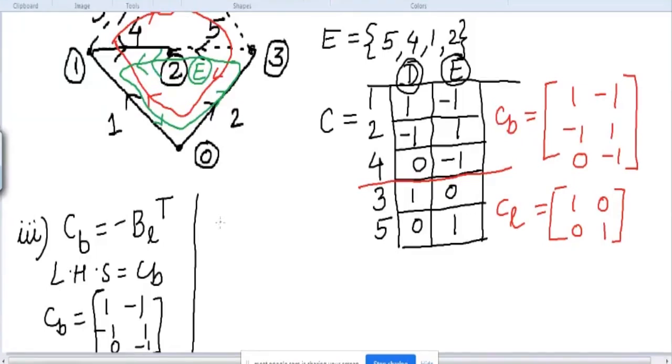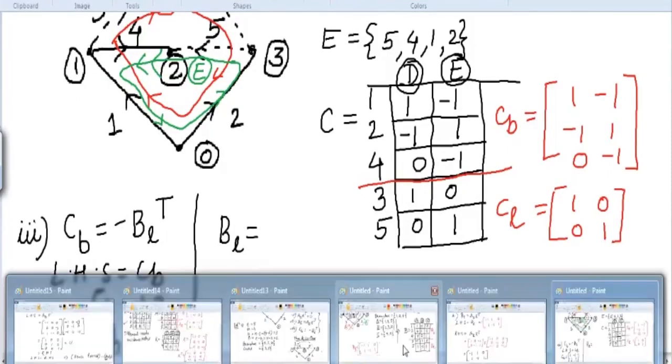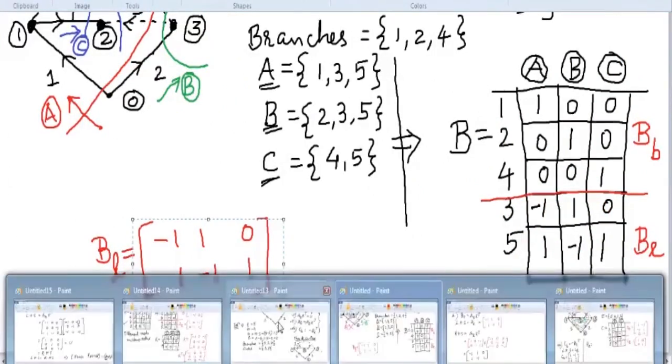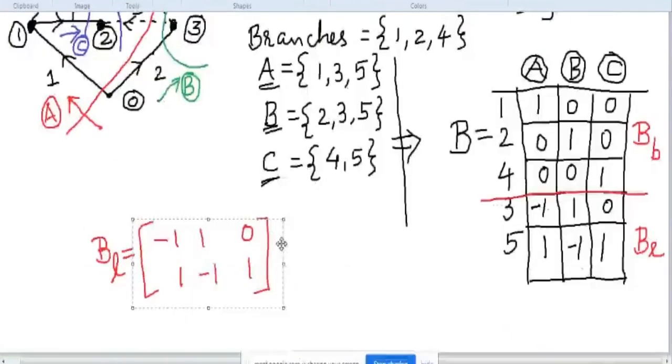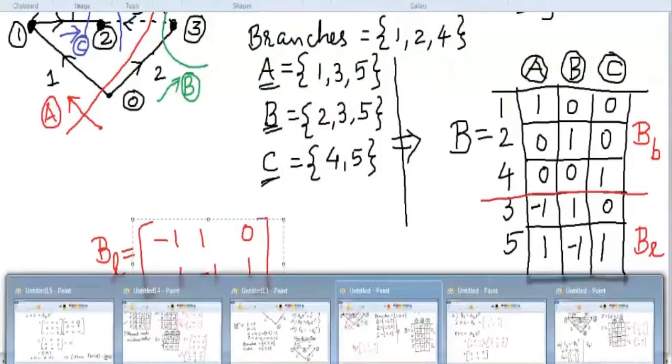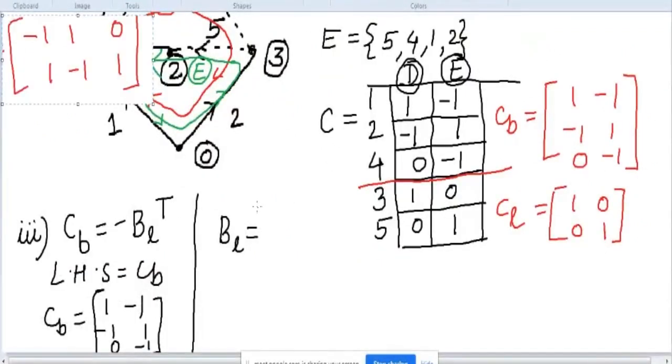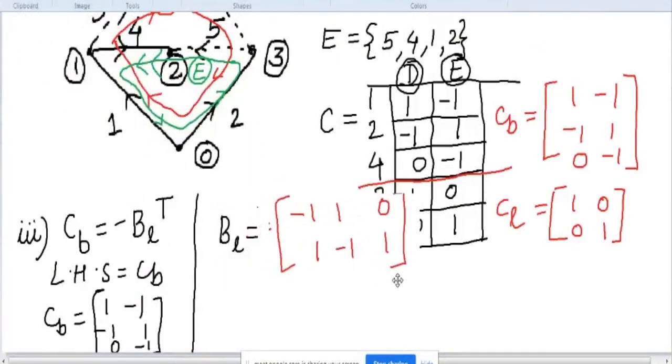So first we need to find out BL. So we have already calculated BL in the previous part. So let us write the value of BL. So BL is minus 1 1 0, 1 minus 1 1, or we will just copy it from here. So we have BL available with us. So I will just write here BL. So this is BL available with us.